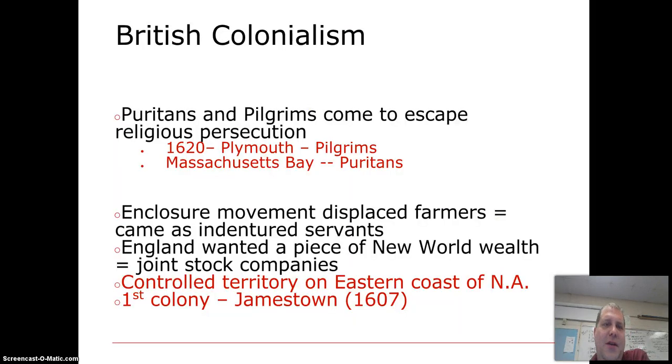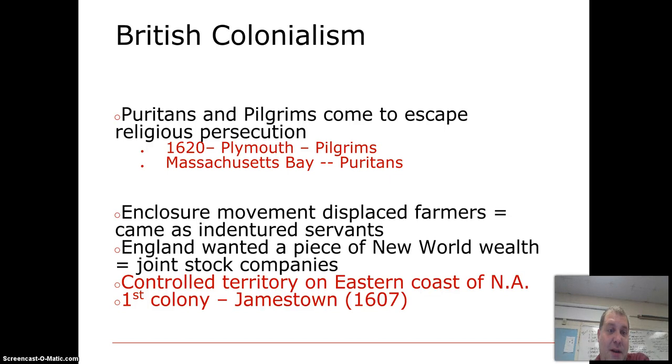So we're going to look at British colonialism. Puritans and Pilgrims come and they go to Plymouth, Massachusetts Bay. You guys know this by now. The first colony is Jamestown. You should know all this stuff easily.